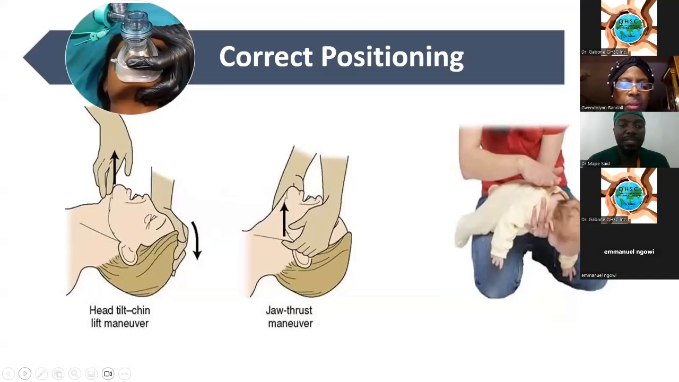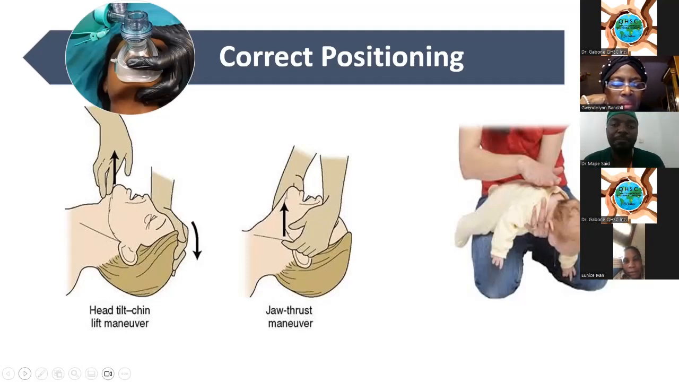So now we show the correct position of doing the head tilt with chin lift maneuver and the jaw thrust. This maneuver is advised only when you are sure your patient has no cervical spinal injury, because if the patient has a cervical spinal injury, you might injure the patient more. If you're sure the patient has no cervical spinal injury, head tilt or chin lift will help relieve the obstruction from the tongue obstructing the pharyngeal path, and the jaw thrust allows airway passage.